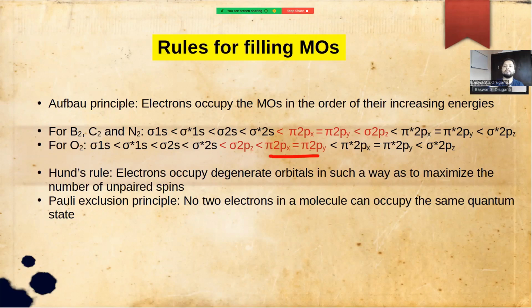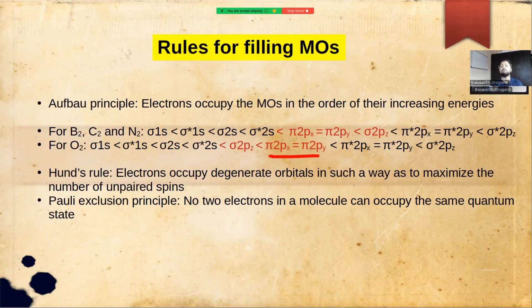So the first electron will be in pi 2px and the second electron will be in pi 2py, because this will maximize the number of unpaired spins. So this configuration will be more stable than the configuration in which the two electrons occupy the same state. So Hund's rule says that electrons occupy degenerate orbitals in a way as to maximize the number of unpaired electrons. So when there are two electrons, one electron goes in pi 2px and the other electron in pi 2py.